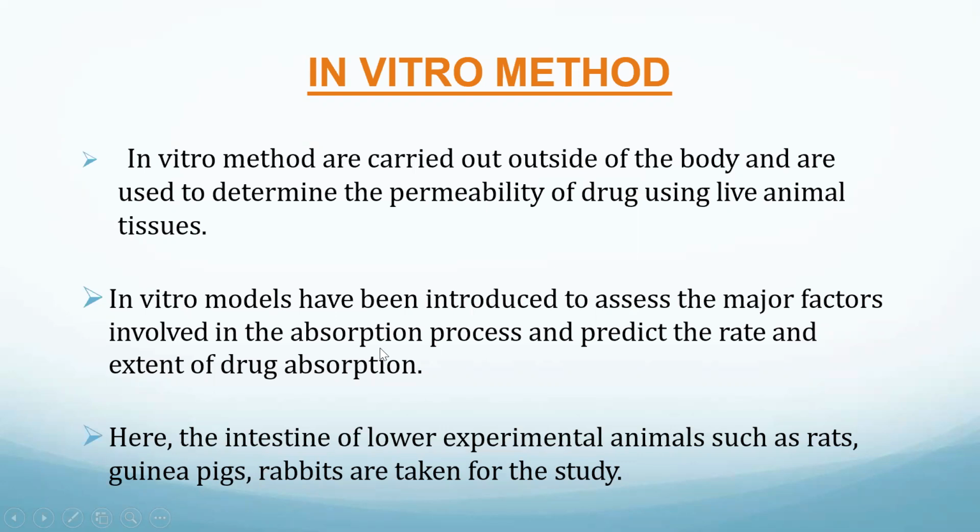For this, we are using intestinal tissue from experimental animals like rats, guinea pigs, and rabbits. Why are we taking these animals for the study? Because these animals are very close to the human models. The rats, guinea pigs, and rabbits resemble man. These are very close to the human models. That is the reason we are taking these animals for the study.